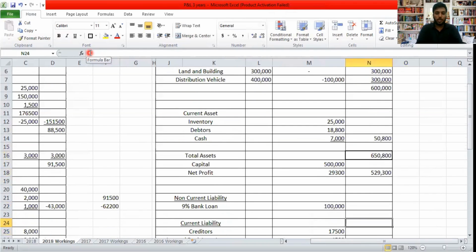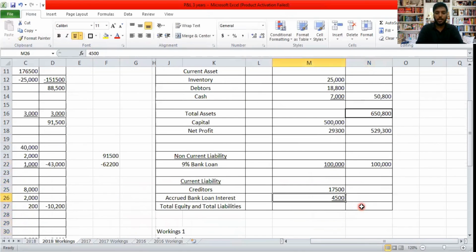So I'll move on to non-current liability. I have only 100,000. I'll transfer this 100,000 here. Okay, so then I'm done with that. Creditors and accrued bank loan interest is 22. I think creditors is 17,000 or 17,500. I have a small mistake. 17,000 and 4,500 will give me 21,500. Right. So what is my total? 129,100 and 21,500 give the same balance of 650,800.